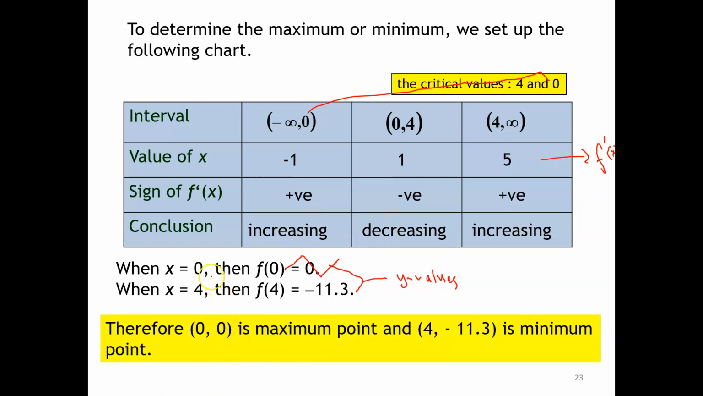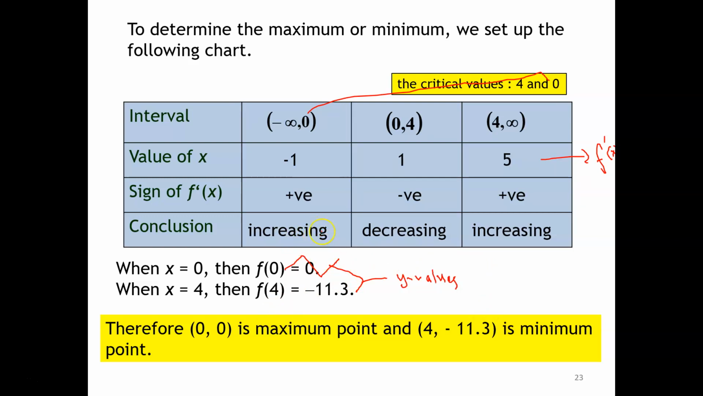Therefore, from here you already obtain 0, 0, and this one 4, negative 11.3. So therefore 0, 0 is the maximum point, and this one will be the minimum point. How do I know it is maximum and minimum?